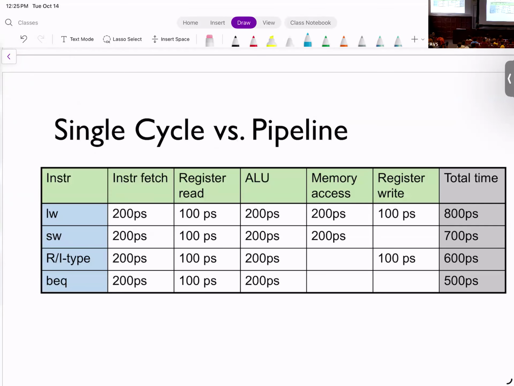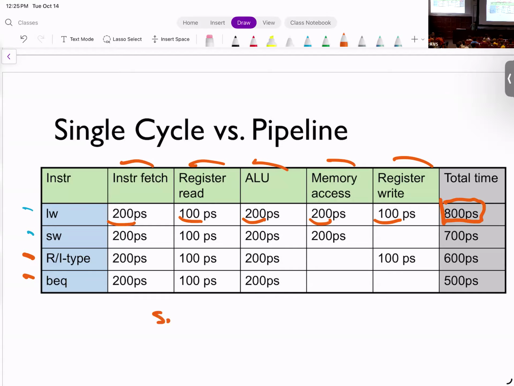Look at this example here. Let's say I have 4 different types of instructions: load, store, R-type, and branch equal. And let's say these are my 5 stages. Look at them individually. You see that, for example, fetching takes 200 picoseconds, register read 100 picoseconds, ALU 200, memory 200, register write 100. If I look at the total time, for load, it takes 800, for the next 700, 600, and so on and so forth.